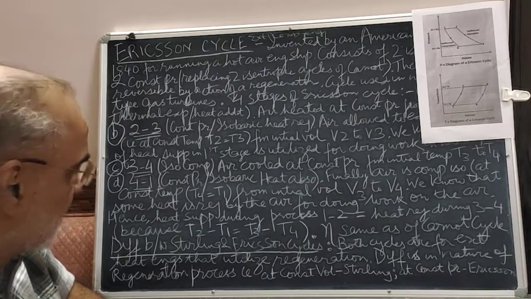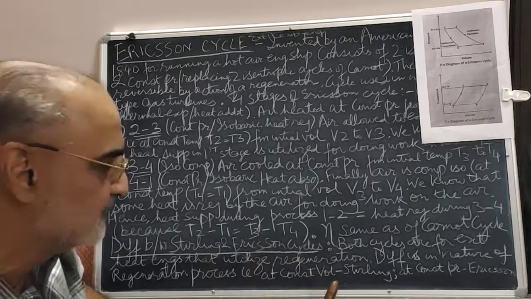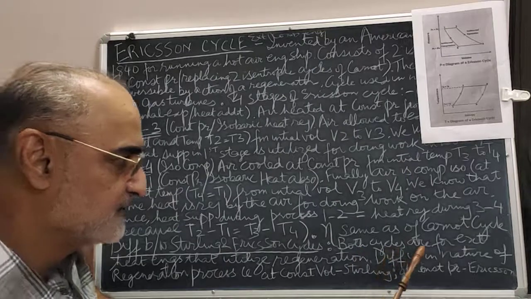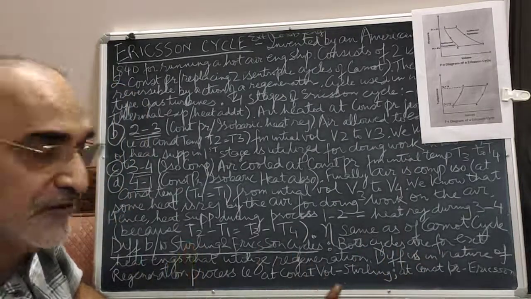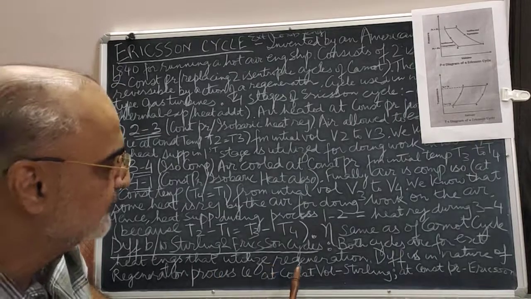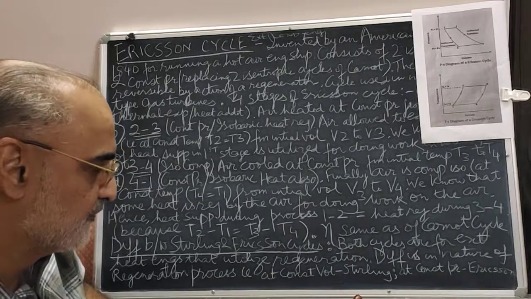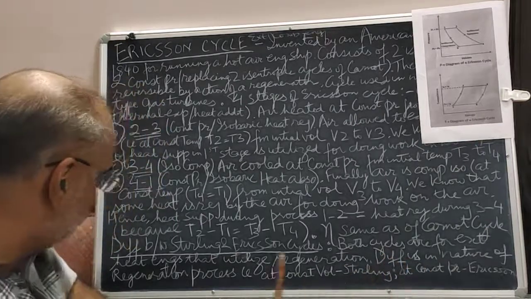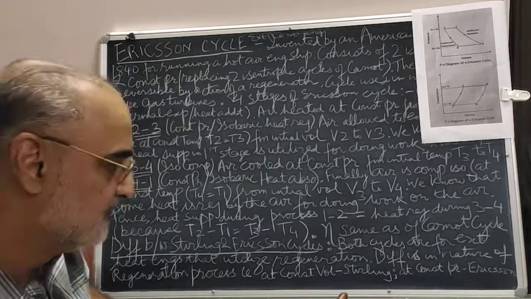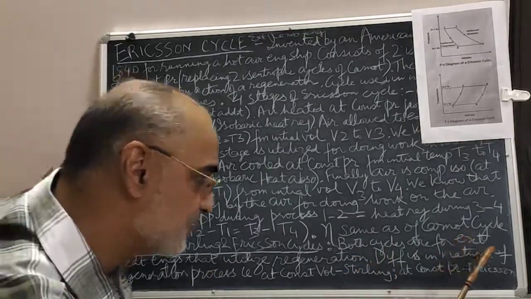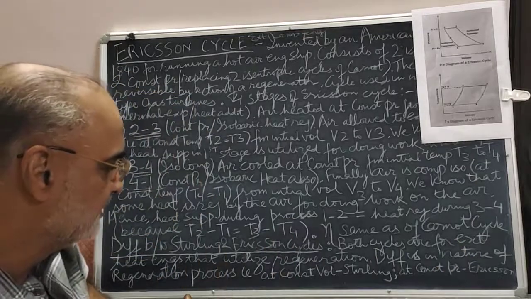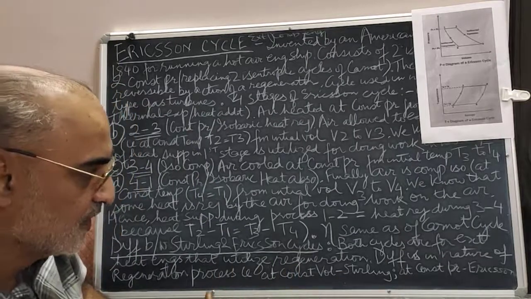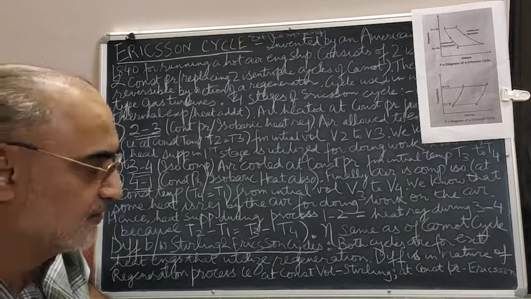So, now that we've seen both the Stirling and Erickson cycles, let us see what is the difference between the two. Firstly, both the cycles are for external heat engines, that is external combustion engines, that utilize regeneration. Both use regeneration. The main difference is in the nature of the regeneration process. The regeneration process for a Stirling is at constant volume, and for Erickson is at constant pressure.